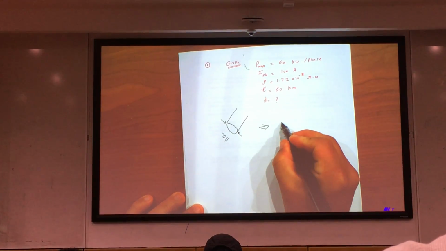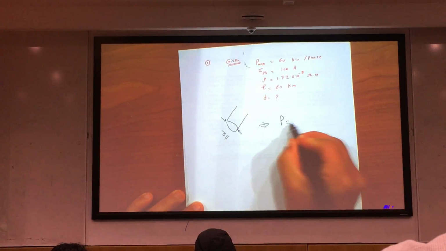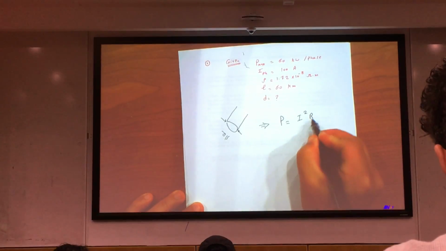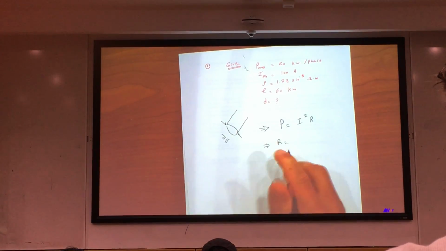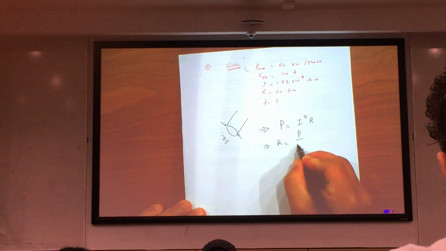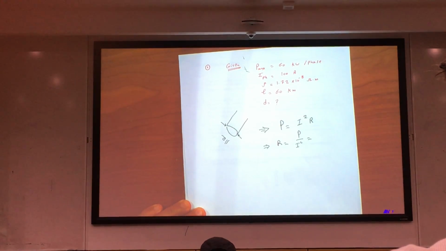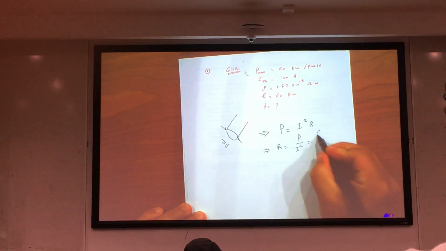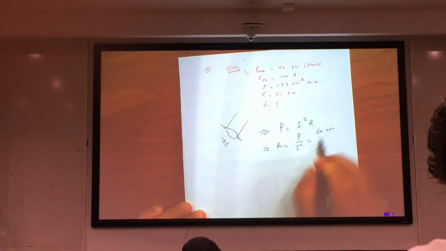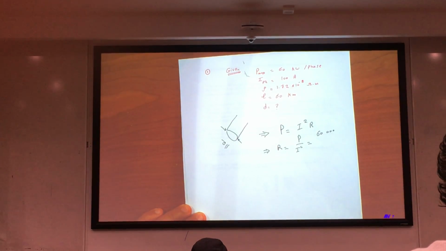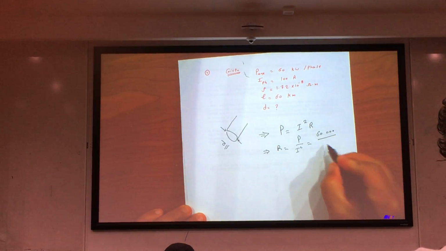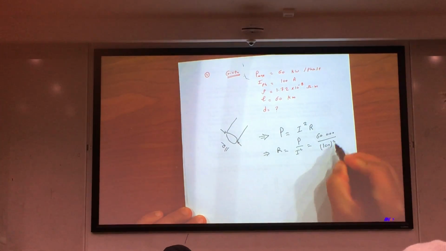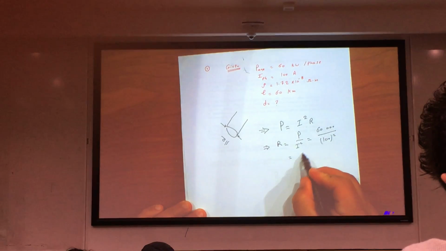The formula you know for power consumed in resistance is P is equal to I squared R. And from here you can calculate the resistance of this wire. So it's equal to P divided by I squared. And we have the power, which is 60 kilowatt. That's single phase, so we are not writing here 3 or square root of 3. Divided by I squared, which is 100 ampere. And this will give us 6 ohm.